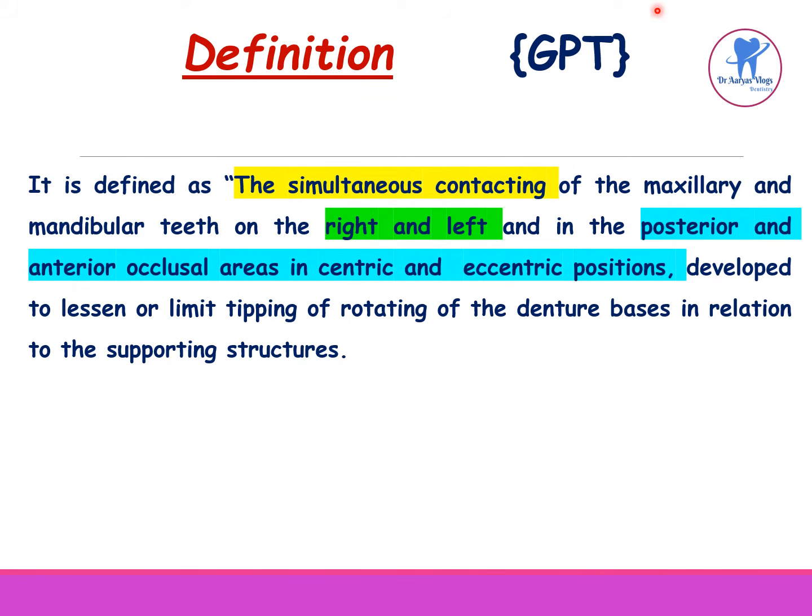So this is the balanced occlusion according to GPT. It is defined as the simultaneous contacting of the maxillary and mandibular teeth on right and left and in the posterior and anterior occlusal areas in centric and eccentric positions. And it is developed to lessen or limit tipping or rotating of the denture bases in relation to the supporting structures.